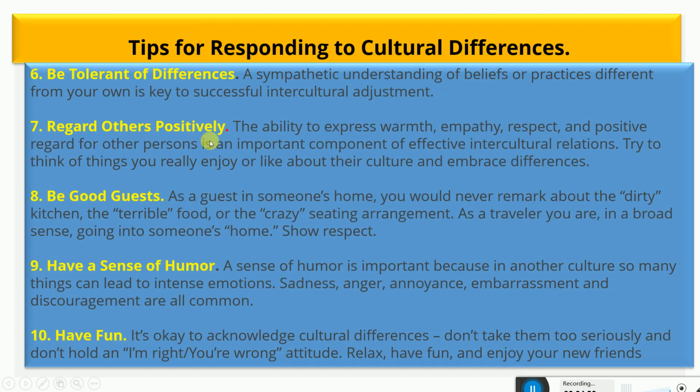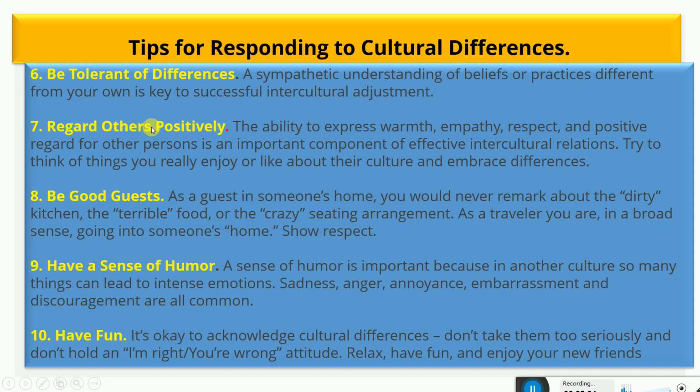Okay, here the sixth point, be tolerant of differences. A sympathetic understanding of beliefs and practices different from your own is a way to successful intercultural adjustment. It's tolerance. If you're working in any organization, some tolerance needs to be applied. Some organizations will be good, some will be bad. In some areas your organization will be good, in some areas it will not provide good things. So it depends, some tolerance will be applied.